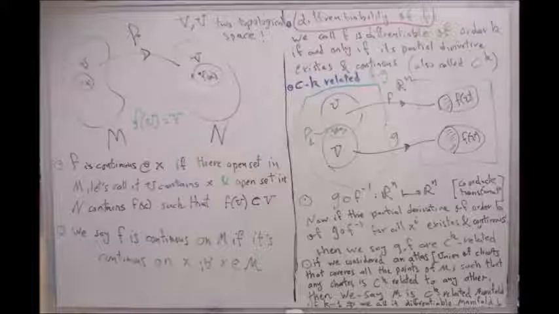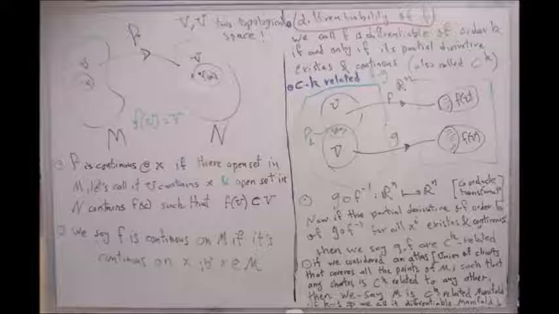We take an open subset of M, we call it U, and a point of it, such that the image of this open subset is also another open subset, with F(U) equal to V. We say F is continuous at a point X if there is an open subset U in M containing X, and an open subset V in the arrival topological space N containing the image of X according to F, such that the image of U is contained in V.